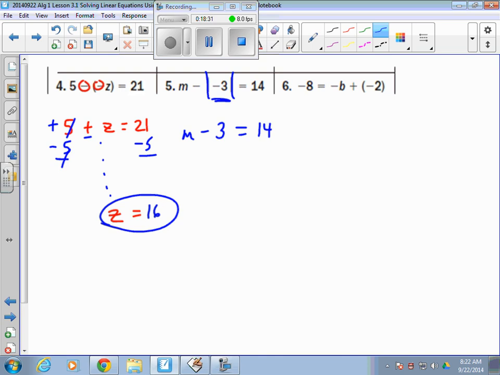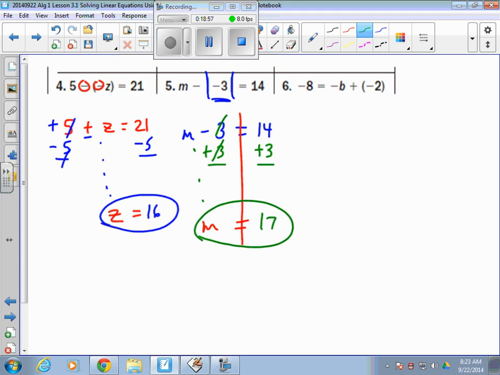Now it's a simple equation. Get m by itself on the left side of the equal sign. In order to get it by itself, you have to undo minus 3. Undo minus 3, you know its inverse operation is add 3. If you add it to the left, add 3 to the right. It'll cancel out and give you m. That's what you were trying to get. 14 plus 3 is 17.